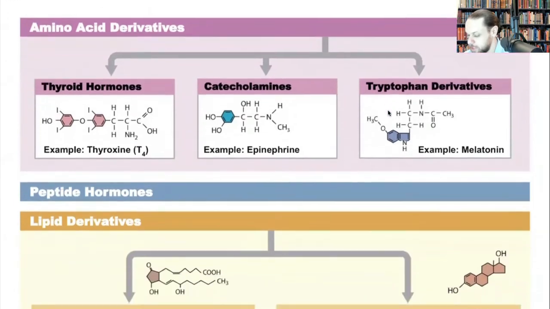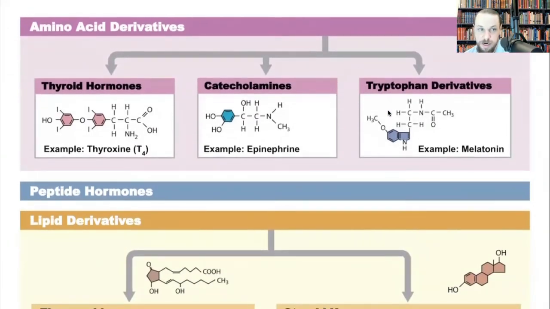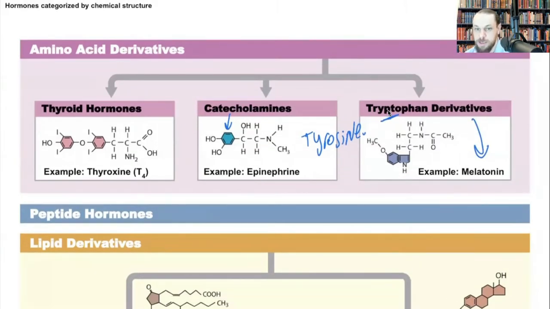And then some of the stuff we talked about, right? You have hormones that are amino acid derivatives. So you have thyroxine, T4, released by the thyroid gland. You also have catecholamines. Why are they called catecholamines? Because they're derivatives of amino acids, usually tyrosine, and they have the benzene or catechol ring. So the benzene catechol ring makes it a catecholamine. And then you have tryptophan derivatives. Tryptophan is also an amino acid, and you have melatonin, which is secreted in the brain. So those are amino acid derivatives, meaning they're made from amino acids, 20 amino acids, I should say.